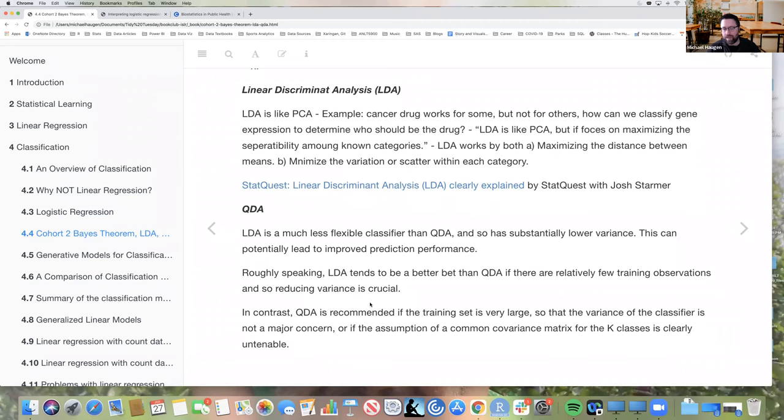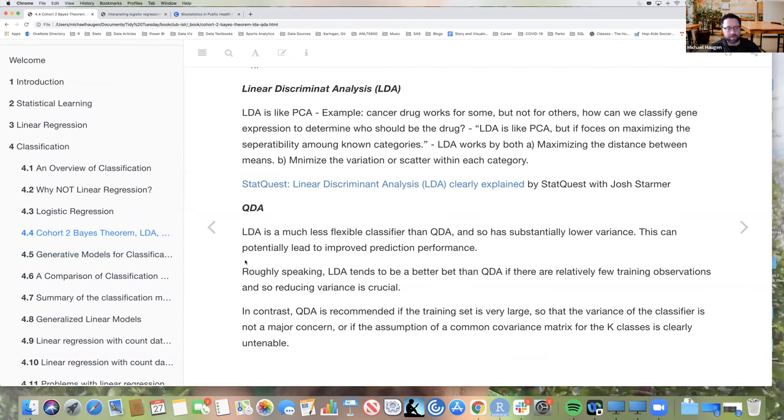So basically, LDA is a line, QDA is not a line. So that's back to that conversation, and we'll see that visually here. That's the main things I have there.